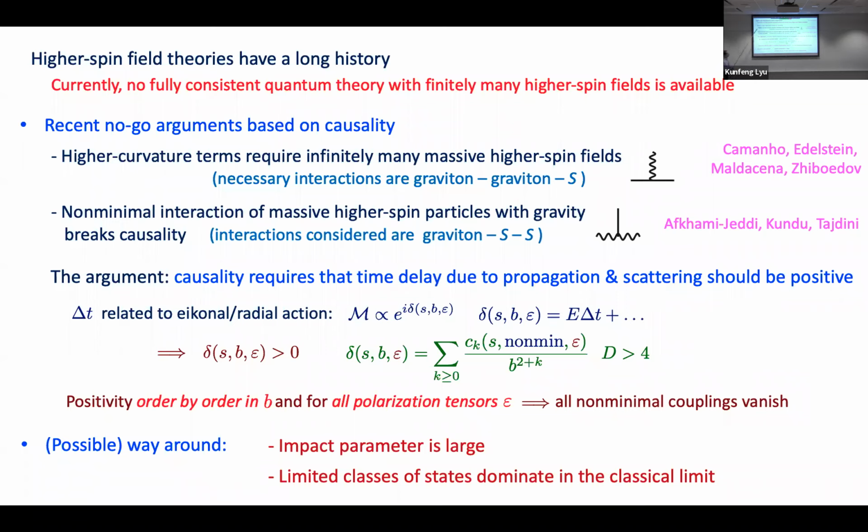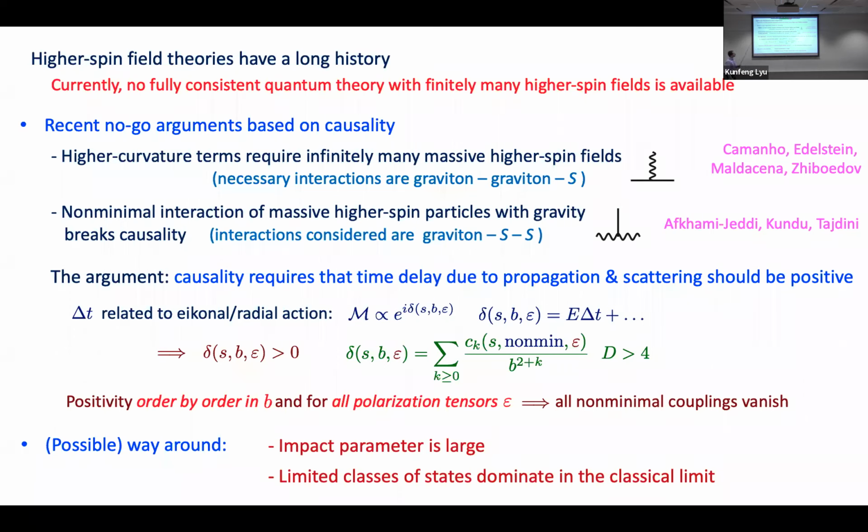So most of the current ones have to do with massless particles, massless higher spin particles, but there has been an analysis of massive higher spin particles by these people. And the story goes as follows. Causality requires that the time delay in a scattering process better be positive, right? We don't want time advance, we want an actual time delay.